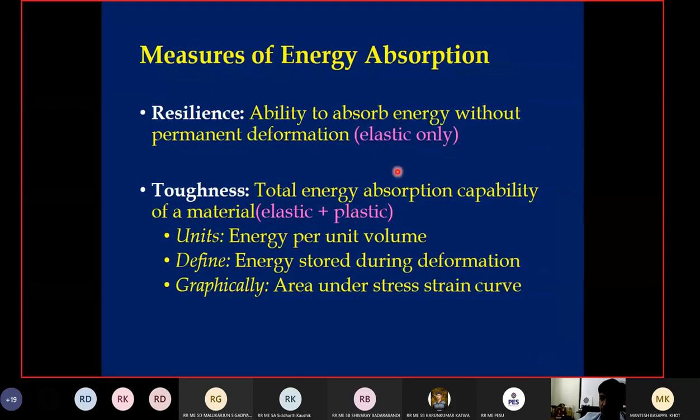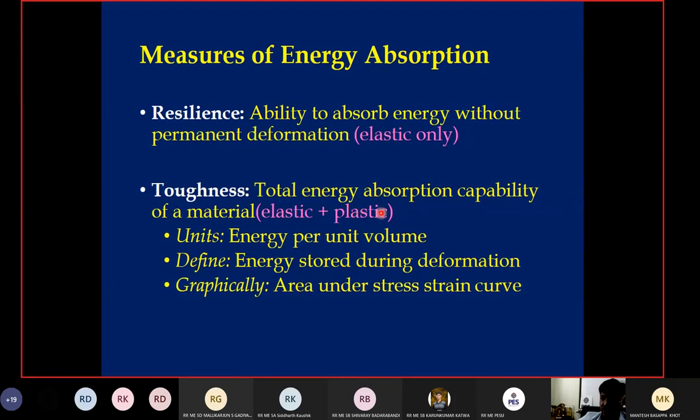These are the things that you know already, but just to start the subject: resilience is the ability to absorb energy without permanent deformation. So that's the definition of resilience. There should be no permanent deformation, that means elastic only. The toughness is the total energy absorption capability of a material, that is elastic plus plastic. So this is the definition of toughness.